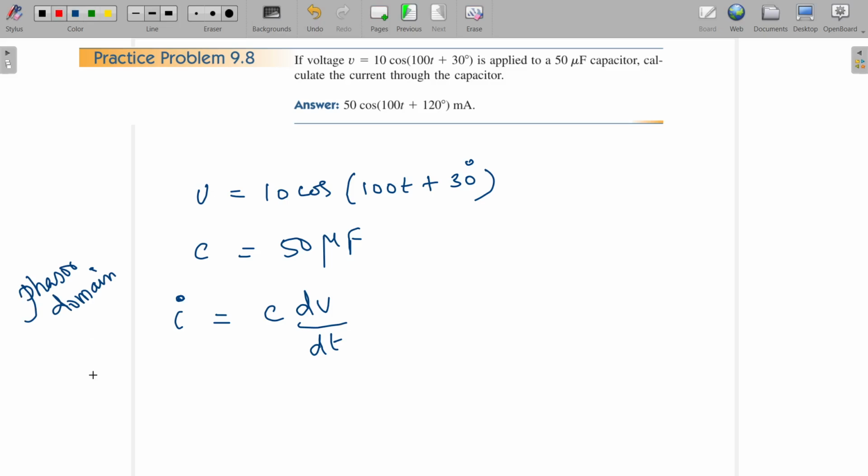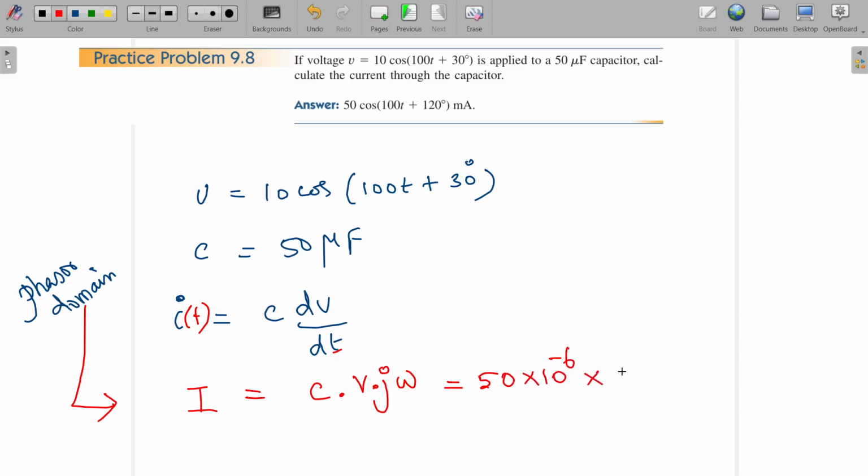So what happens here? This is in the time domain. Up to this, it is in the time domain only, i of t, and here you have this dt. But for the phasor domain, we obtain this as capital I. Capital I is equal to C into V into j omega. What is the C value here? C value is 50 microfarad, so 50 into 10 power minus 6.